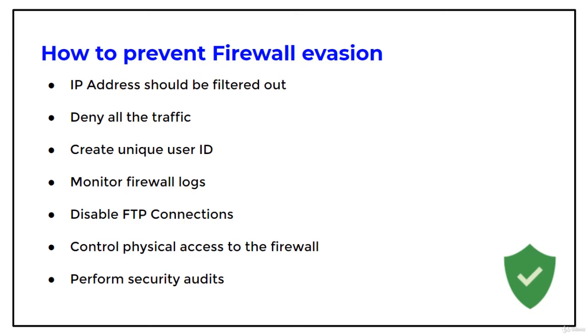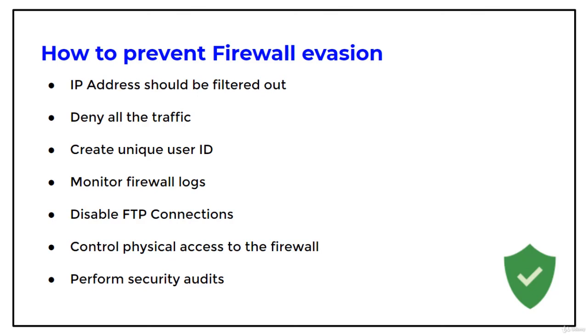Configuration of the firewall should be done in such a way that the IP address of an intruder is filtered out. Set the firewall rule set to deny all the traffic and enable only the services required. If possible, create a unique user ID to run the firewall services. Rather than running the services using the administrator or root IDs, it is a good practice to create an individual user ID. Configure a remote system log server and apply strict measures to protect it from malicious users. Monitor firewall logs at regular intervals and investigate all suspicious log entries found.